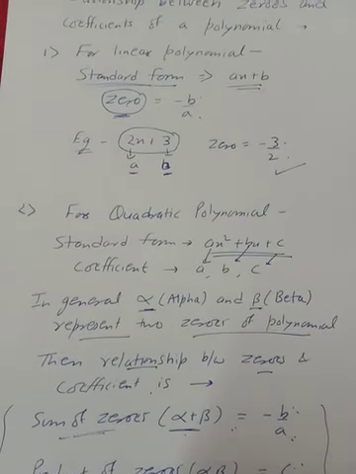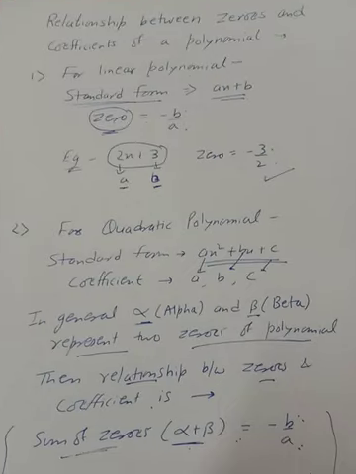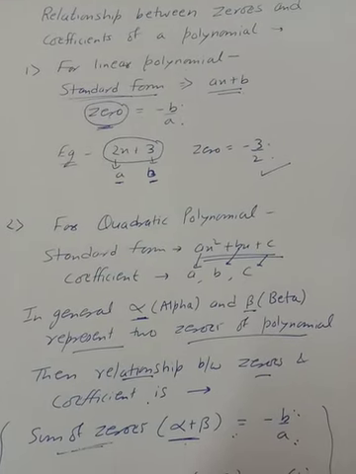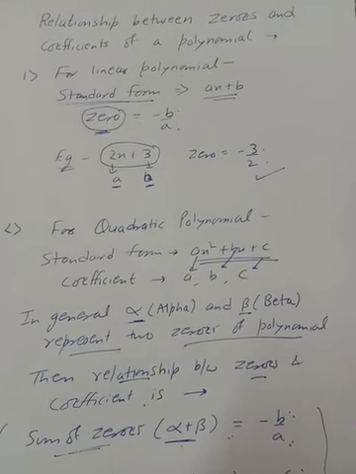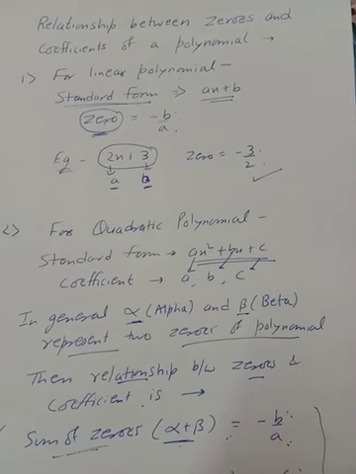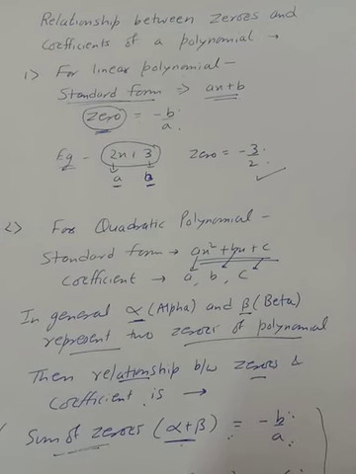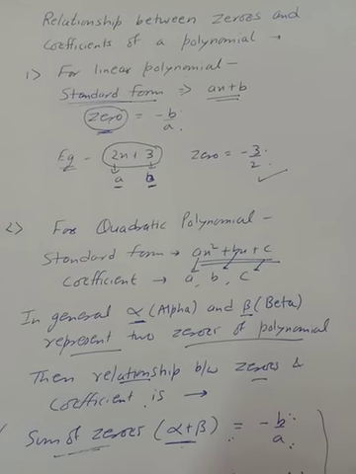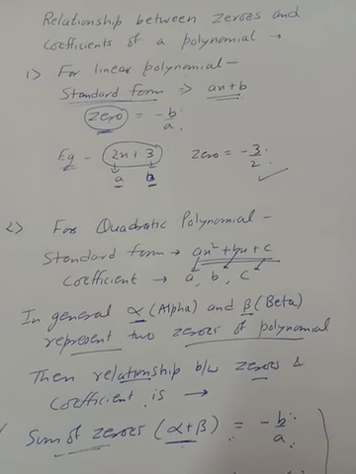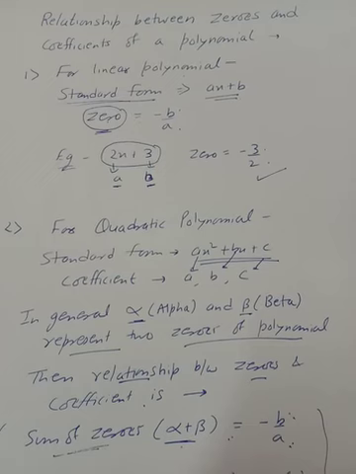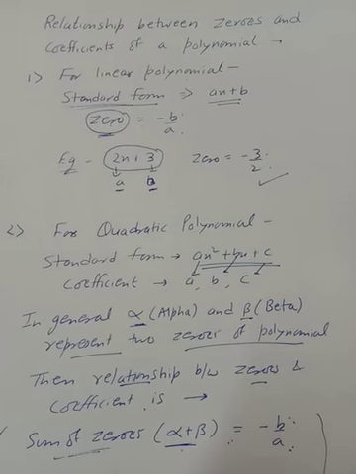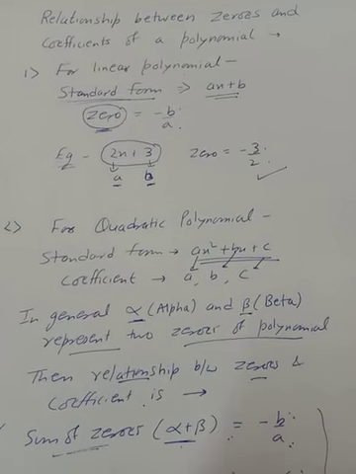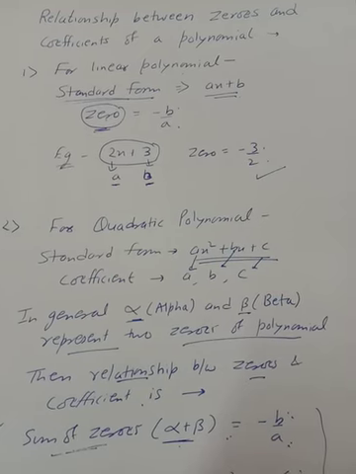Now we go to the concept. Concept is relationship between the zeros and the coefficient of a polynomial. Zeros you are well aware, as we have discussed in the first video, the number which gives 0 when placed in place of the variable, that is called the zero, and coefficient, as we have discussed in this video, the numbers with the variable are called the coefficients. So one by one we'll discuss.